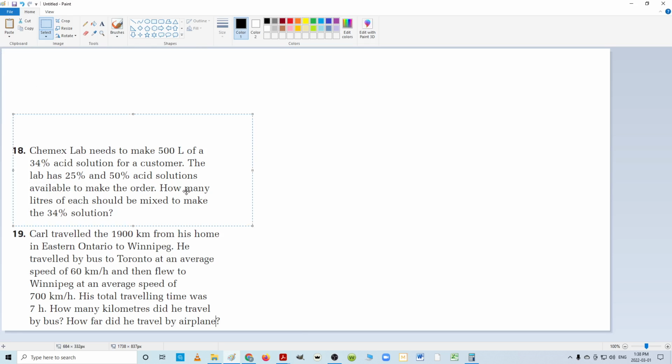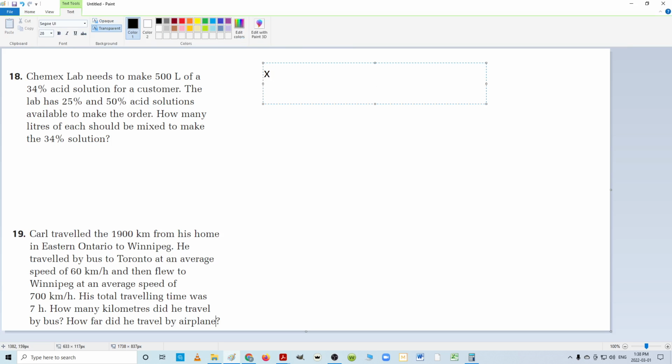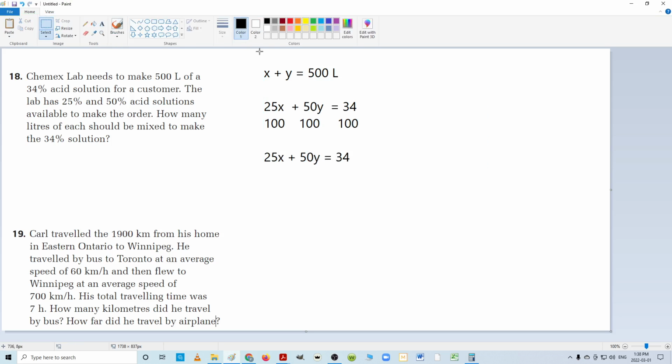This one's very hard. So you need to make 500 liters of a 34% acid solution for a customer. The lab has 25% acid solution and 50% acid solution. So let's call the acid solutions x and y. And when we add them together, we get 500 liters. And then how many liters to make a 34% solution? If I take 25% of x and 50% of y, I should end up with 34%. So try to remember that's 25 over 100, this over 100, and this over 100. If I multiply everything by 100, I get 25x plus 50y is equal to 34. And there I have my two equations.